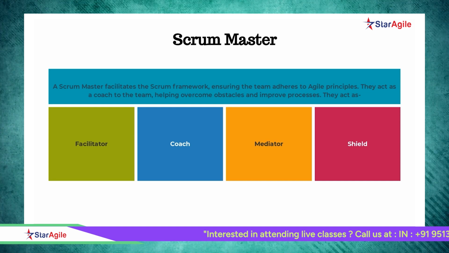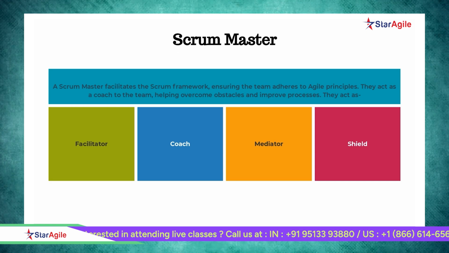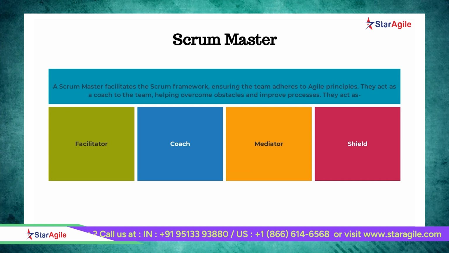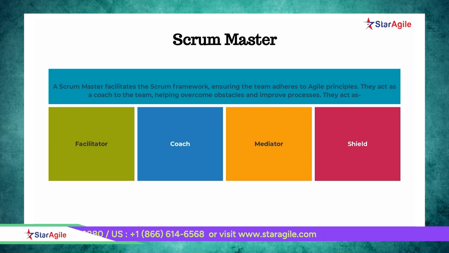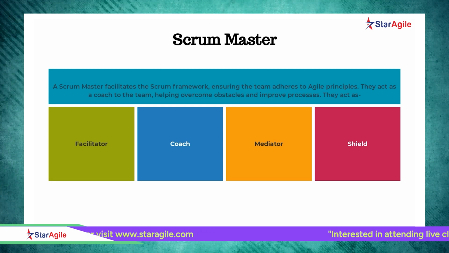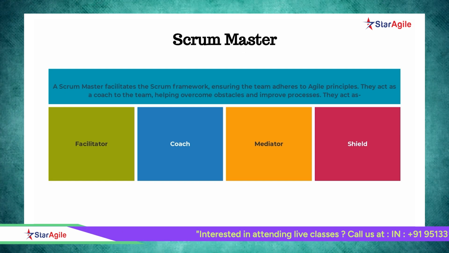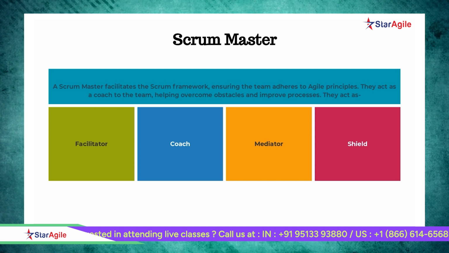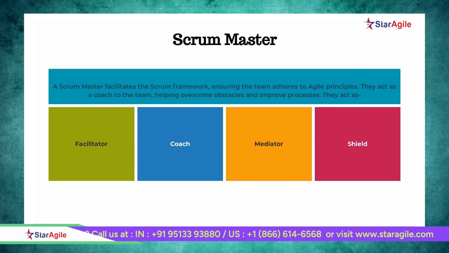and constructive manner. As a shield from external interruptions, the Scrum Master shields the team from external interruptions and distractions, allowing them to focus on their work during the sprint. They act as a buffer between the team and the stakeholders, managing expectations and ensuring that the team can work without unnecessary disruptions. The Scrum Master serves as a liaison between the Scrum team and stakeholders. They communicate with stakeholders, gather feedback, and ensure that the team understands and prioritizes stakeholder requirements.